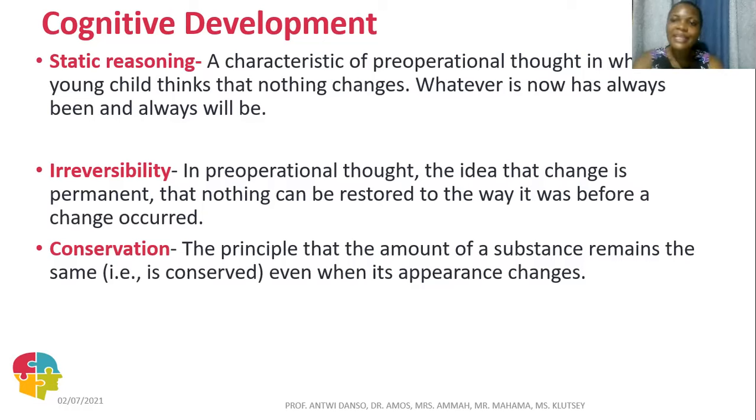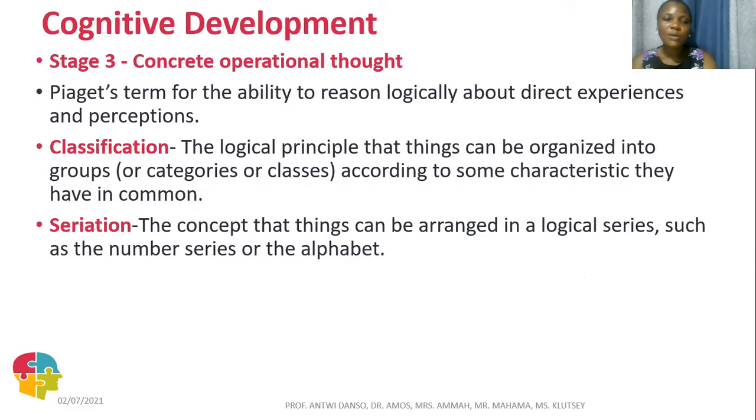For children who are in the pre-operational stage, they don't understand that the substance or the amount is still the same, because they think that the paper one carries more weight than the coin one. And that is what we call the principle of conservation. The amount of a substance remains the same even when its appearance changes. They don't have the principle of conservation.